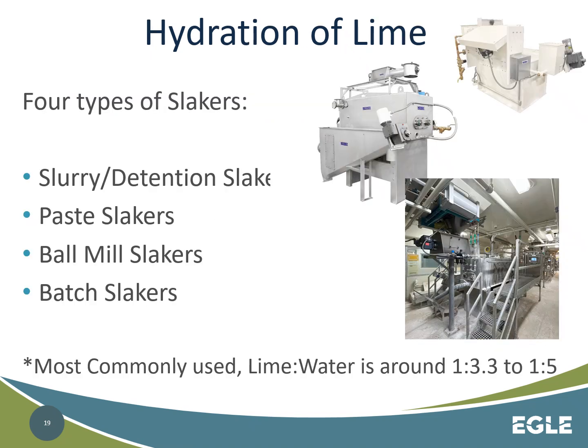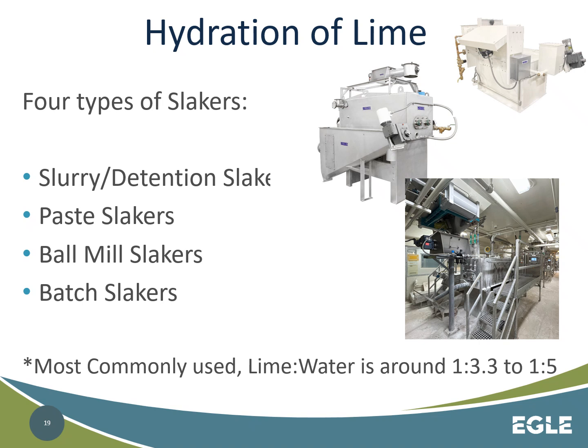There are generally 4 different types of lime slakers on the market. A slurry or detention slaker is the most common in the water industry. They typically operate at a lime to water ratio of about 1 to 4, or sometimes operate based on a temperature set point. This type of slaker has 2 chambers, a mixing chamber, then a grit removal chamber, where cold water is added to allow grit to settle and be removed by a screw auger.